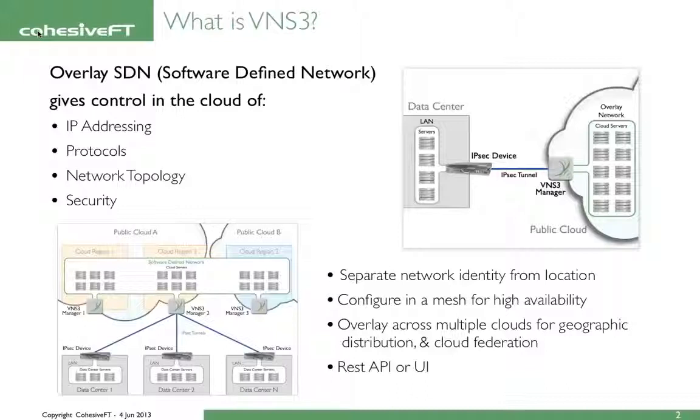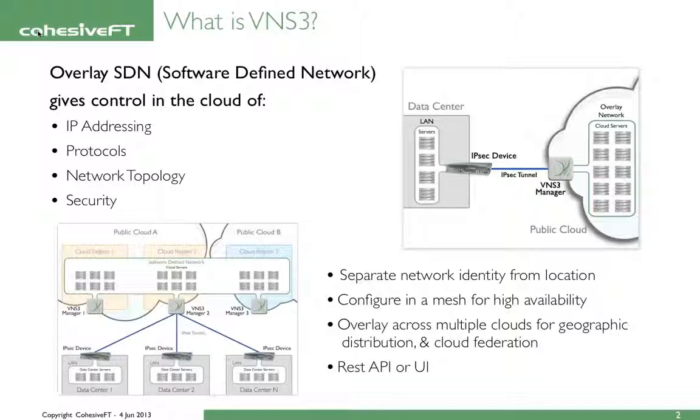VNS3 is an overlaying software-defined networking product, which gives control back to the user of IP addressing, protocols, network topology, and security. It separates network identity from location. It's configurable in a mesh for high availability. You can create overlay networks across multiple clouds for geographic distribution and for cloud federation. And of course, it comes with a standard API and a graphical user interface.